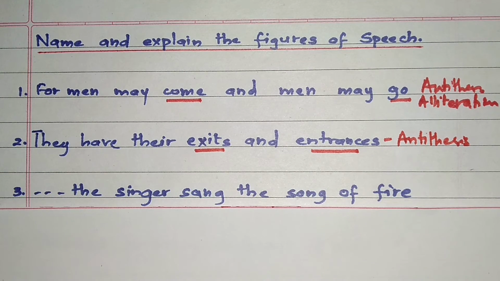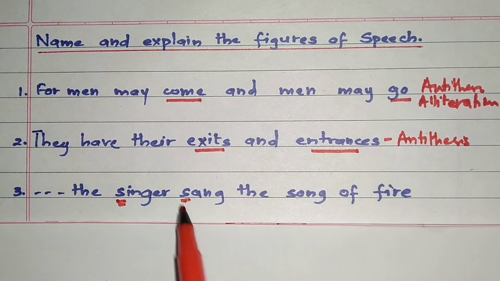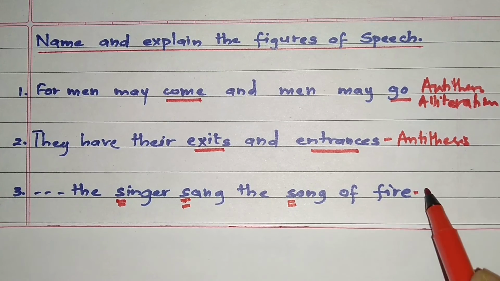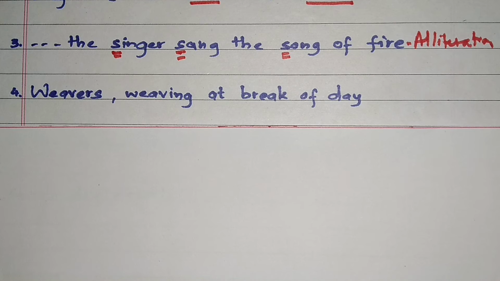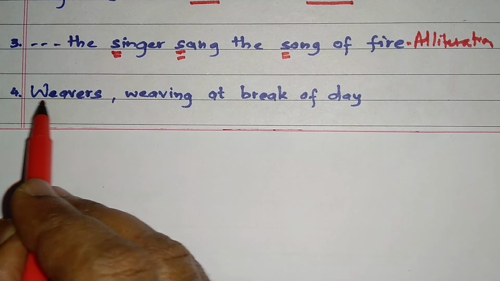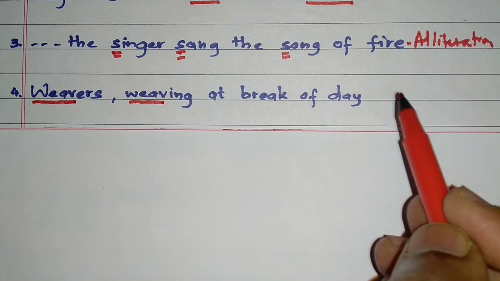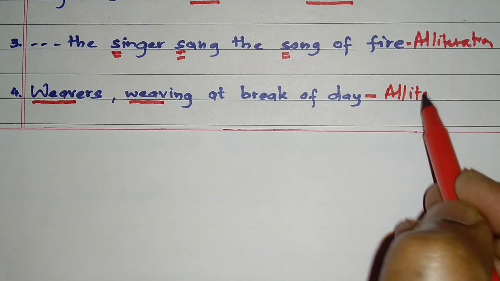Next, the singer sang the song of fire. The sound of the letter S is repeated in singer, sang and song, and therefore the figure of speech over here is alliteration. Next, weavers weaving at break of day. Here, the sound of the letters W, E, A, V are repeated for better poetic effect, and therefore the figure of speech is alliteration.